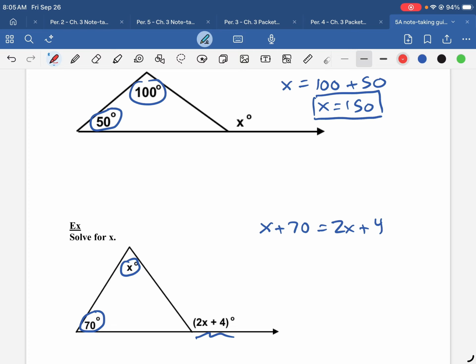So I'm going to get those x terms together. You could either subtract 1x or 2x from both sides. I'm going to subtract 1x because I'd rather have the x be positive. Okay, and then I'll subtract 4. And I'm going to get 66. And there's x. Okay.